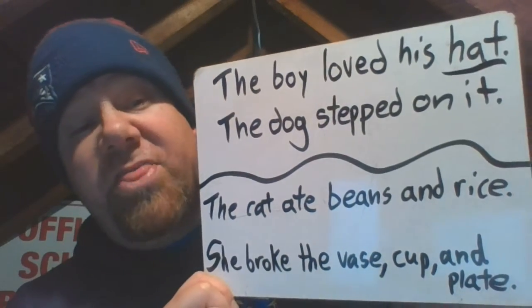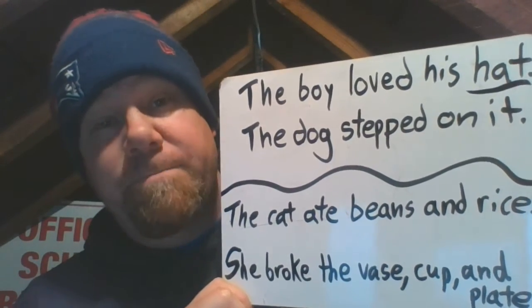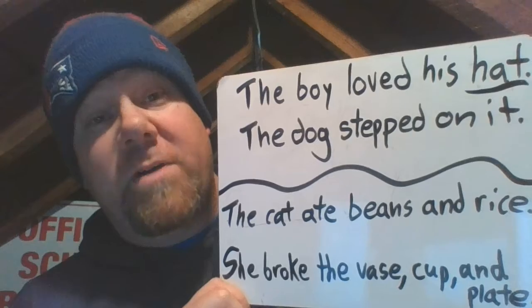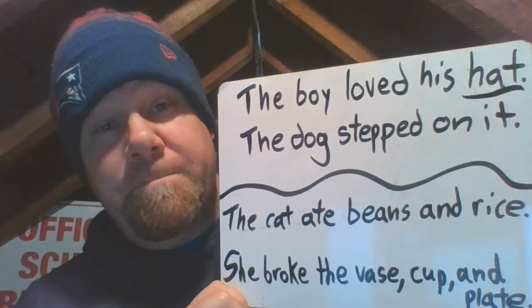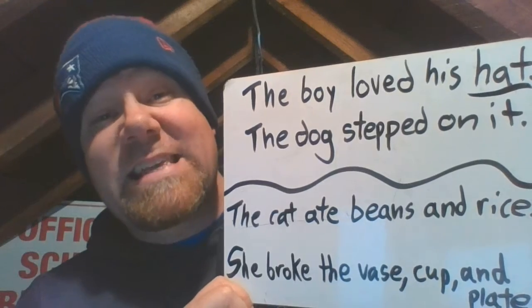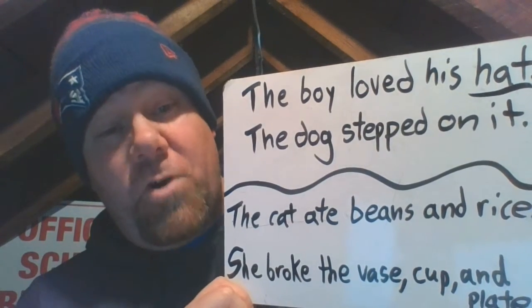Now, a direct object can be a noun or a pronoun. So looking at our second example, the dog stepped on it. Remember, again, look for the verb first. In this sentence, the verb is stepped. Now, what is receiving the action of that verb?